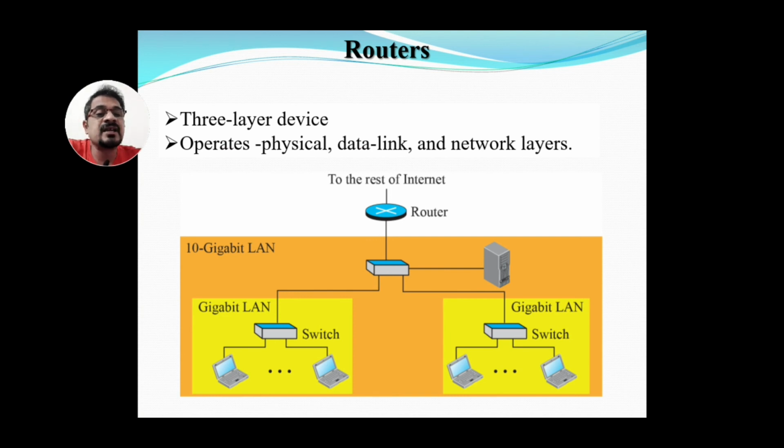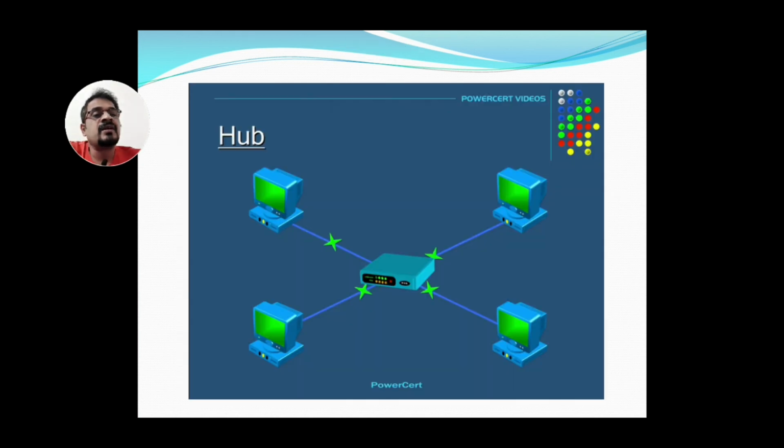Via those 10 gigabit LAN networks, two LAN networks are connected. Internally there may be many switches and hubs being used, and all that traffic reaches the router, so that the external traffic goes via this router. Suppose data from this LAN wants to move to some other network, it can move via the router. That means the router must have physical, data link, as well as network layer addresses. This picture simply shows that.